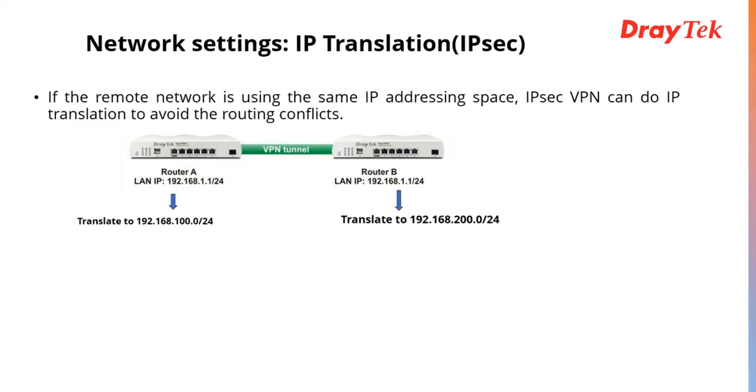We can choose a new network address for each router. For router A, we've chosen 192.168.100.0/24, and for router B, we've chosen 192.168.200.0/24. It can be any network address of your choice.